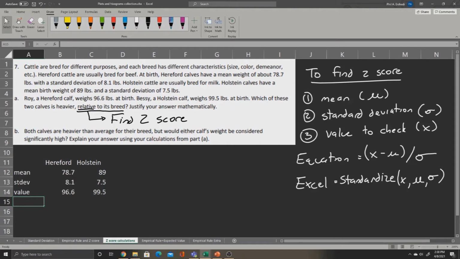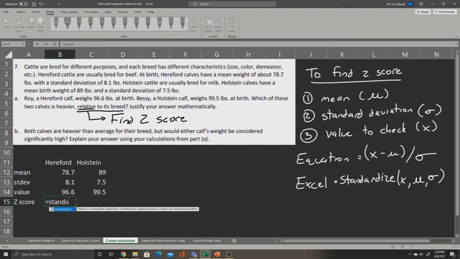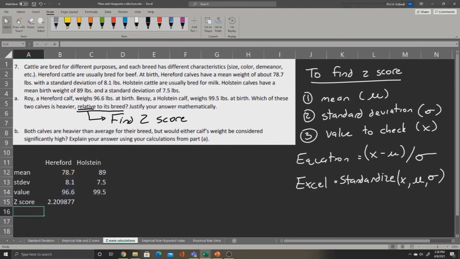Now with those, we can calculate the z-score. The one with the z-score that is further from 0 is the one that is heavier relative to the breed. I'll use the Excel function here. I'll say STANDARDIZE with an equal sign before it. Open parentheses, click the value, comma, click the mean, comma, standard deviation. Make sure that you click them in this order. If the order gets mixed, you'll get a very strange answer. Close parentheses and press enter.